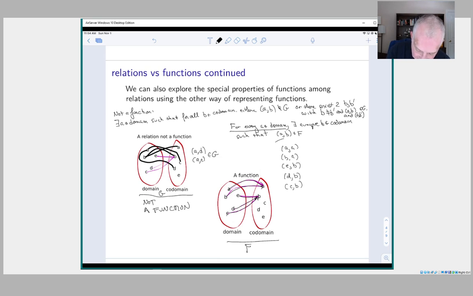So in this picture, we have all sorts of things happening. In the case of A, there's more than one point in the graph where the second coordinates are different. So that's not a function.